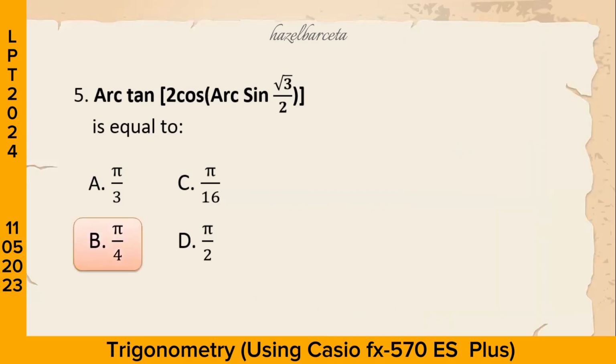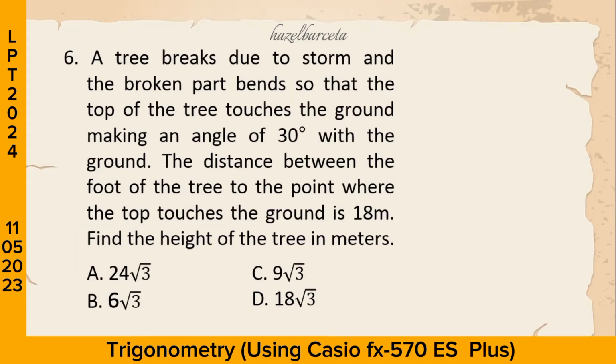So who got 5? Very good. So let's give it 1, 2, 3, 4, 5. Congratulations. So we are done with the first 5. Our second 5 items will be word problems. So let's go to number 6. Okay. 5 seconds or 10 seconds.